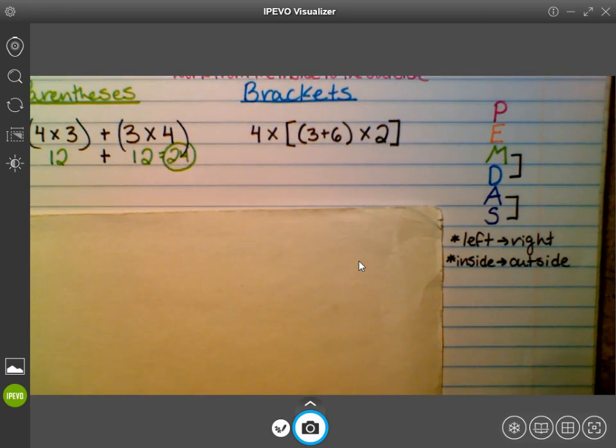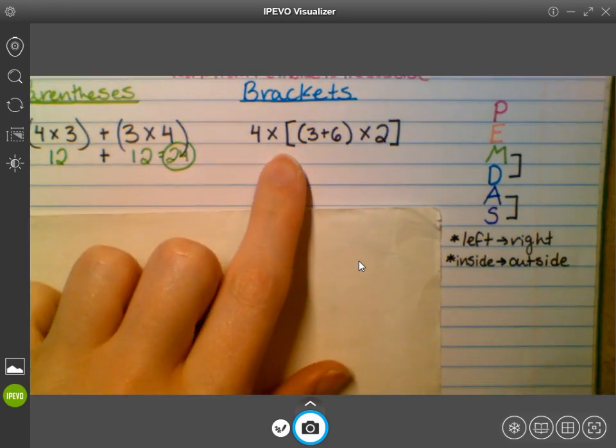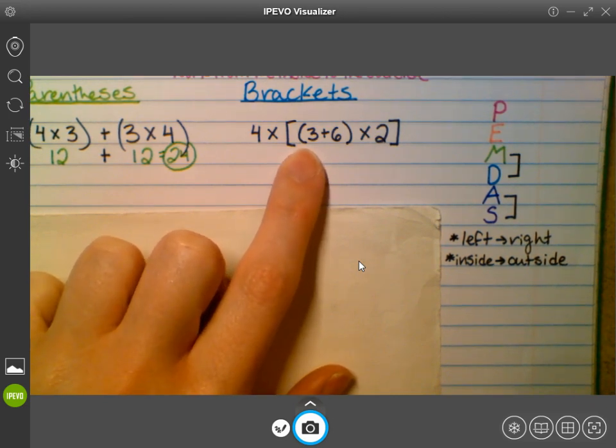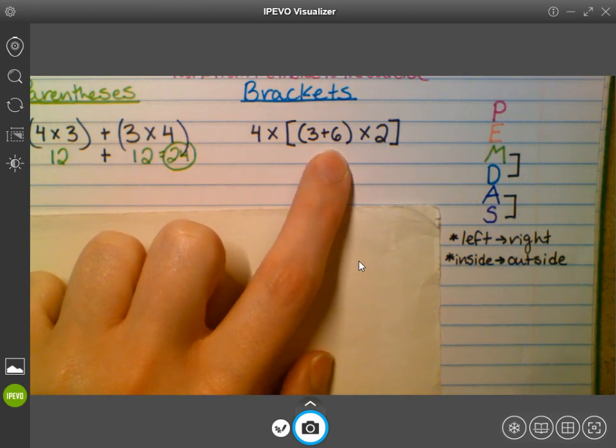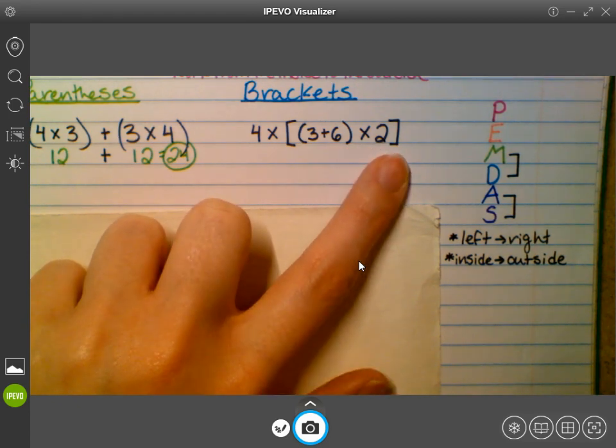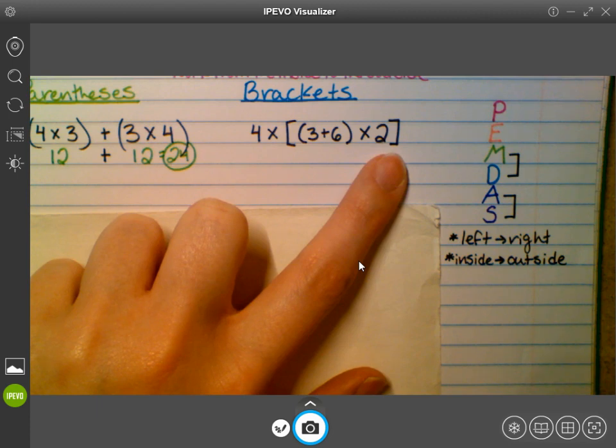So 4 times. Then we have an opening bracket and opening parentheses. Then 3 plus 6, we close the parentheses, times 2, then we close the bracket. So we're going to solve this one together. You go all the way in. So what's the one way in there?